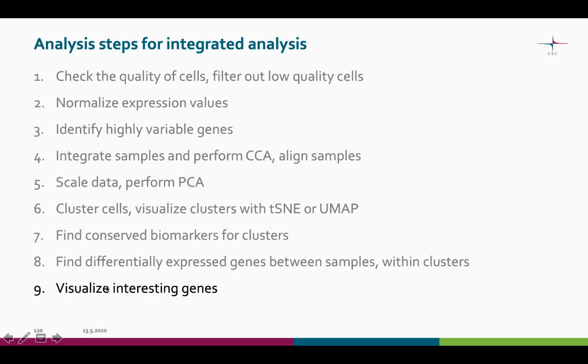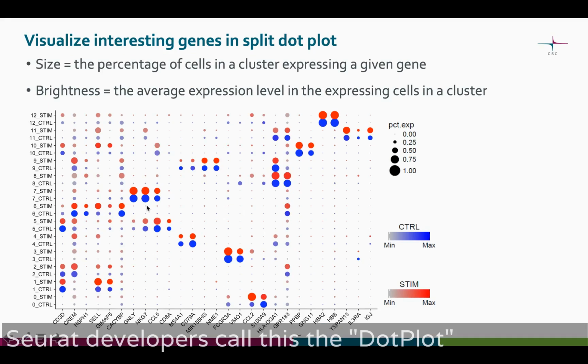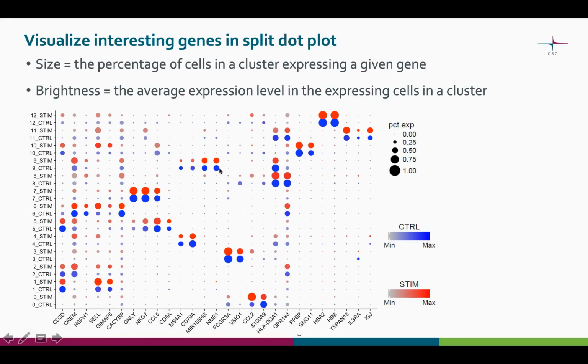The last step in this 2-sample pipeline is the visualization of interesting genes. These genes can come from the list of conserved markers, or they can be the differentially expressed genes between the samples, or just your personal genes of interest. This plot, that we like to call the Marimekko plot, shows 2 things at once. The percentage of cells expressing a gene is shown as the size of the dot, and the brightness of the dot represents the expression level.